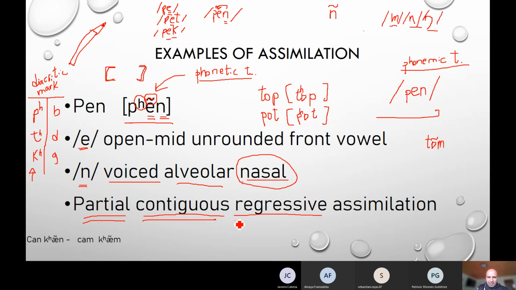It is a regressive process because it's N, the one that is influencing E, right? So it's regressive. It's going backwards, from right to left. So that's how we can define this assimilation present within the word "pen." This assimilation is partial, contiguous, and regressive. So we can call this process a partial, contiguous, regressive assimilation.